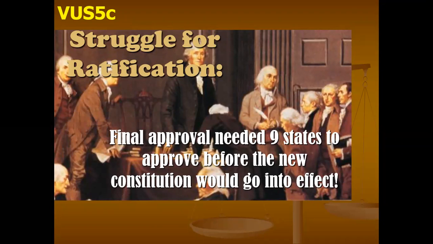Welcome back. Last time we were talking about how the Constitution came about, but today we're going to be talking about the ratification of the Constitution. Ratification is the approval of the Constitution and it being able to come into effect as the law of the country. As you can see right here, the final approval needed is 9 states to approve the Constitution for it to go into effect and become the law of the land. But how do we get there?